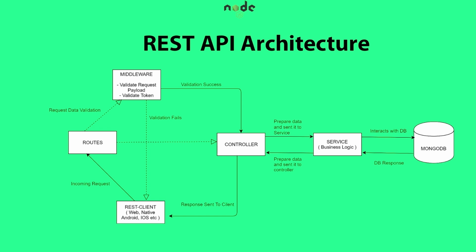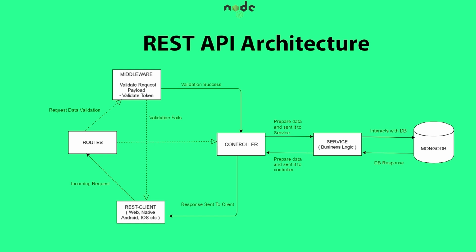If the validation is successful, it will transfer the request to the controller, and here in the controller we are going to prepare the data that is required by the service. The controller will call the service, and the service is where you write the business logic. Here we will interact with the database to get the data, and the service will then transfer this data back to the controller, and the controller will finally send the response to the client. So this is the end-to-end flow that we are going to implement.